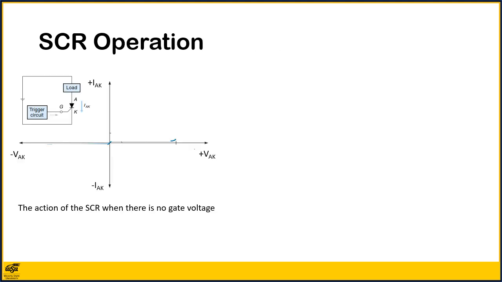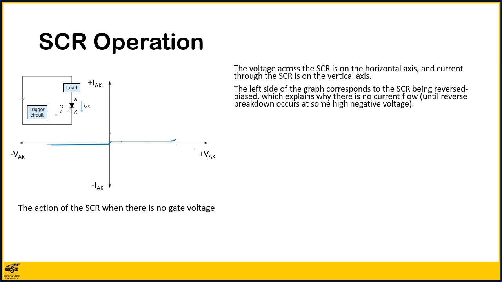The best way to explain the operation of the SCR is with the characteristic curve. Take time to consider this graph. First, recognize that voltage across the SCR is on the horizontal axis and the current through the SCR is on the vertical axis. The left side of the graph corresponds to the SCR being reverse biased, which explains why there is no current flowing, until reverse breakdown occurs at some high negative voltage.